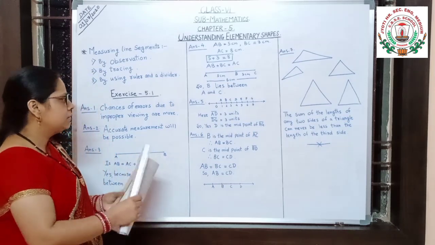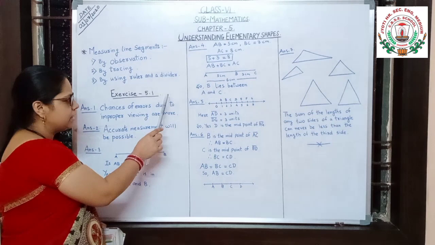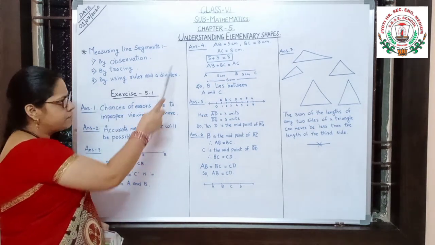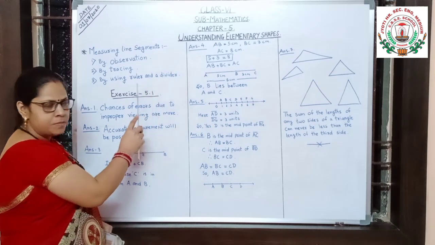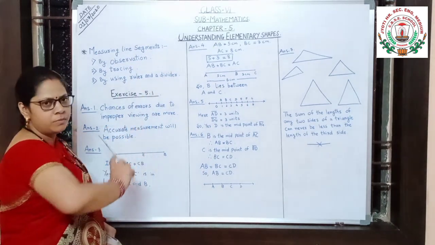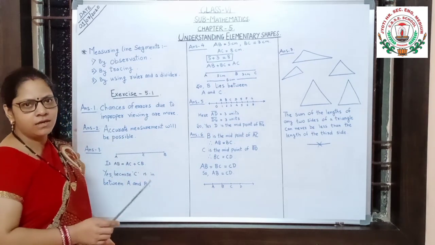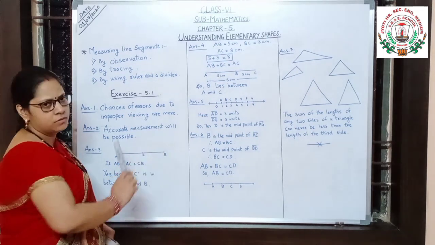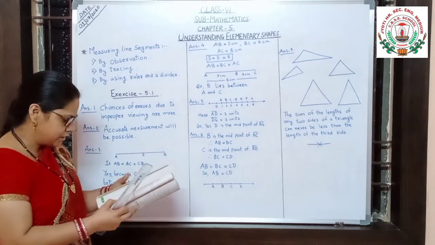Suppose this is the line segment. If I am seeing through this angle, the measurement will be different. If I am seeing through this angle, the measurement will be different. If I am viewing through this angle, the measurement will be different. So chances of improper viewing are there. That is the disadvantage.